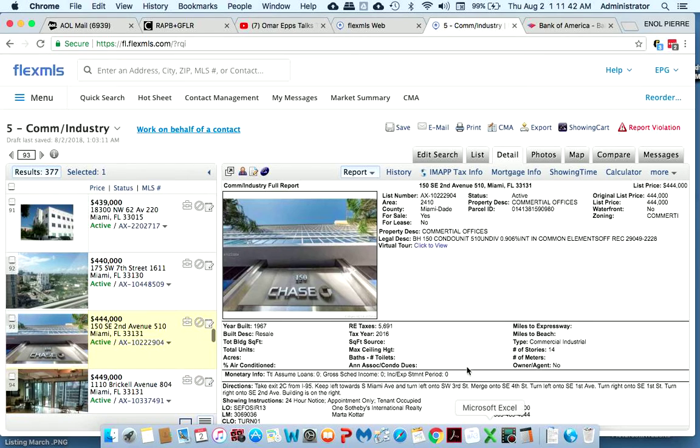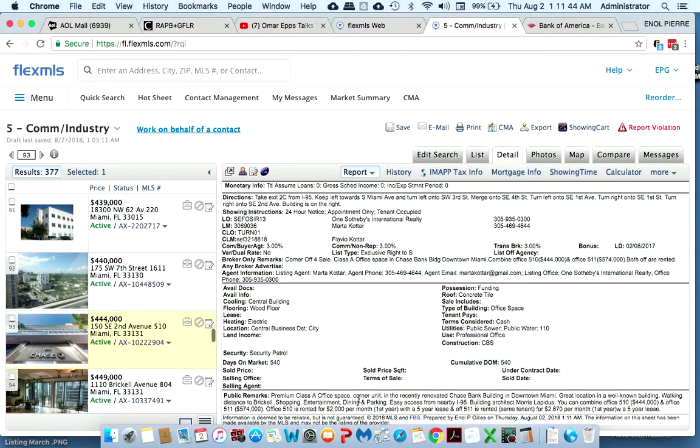Oh, that's a bank. That's not a bad idea. Let's see. Premium. Where is it at? In Miami. Premium A-class office space, corner unit in recently renovated Chase Bank building. Great location, well-known, walking distance. Easy access. You can combine office 510.